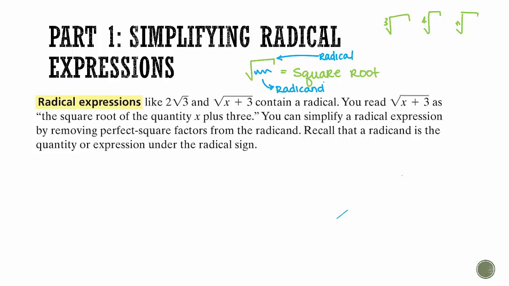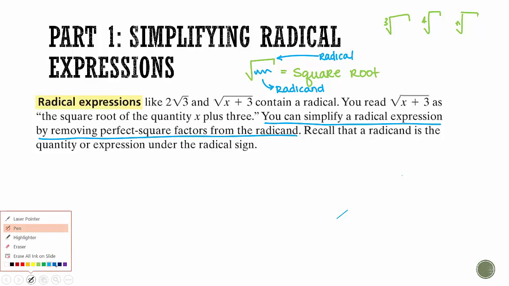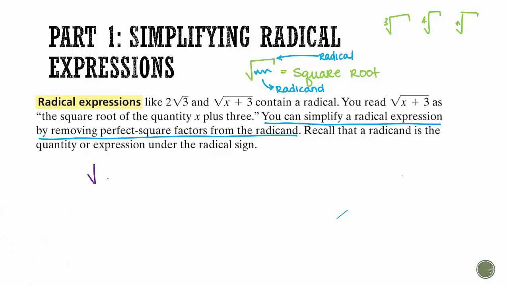This is super important. We are going to simplify radical expressions by removing perfect square factors from the radicand. So think back to your perfect squares. You should know these by heart. If I give you something like the square root of 4, hopefully nobody's reaching for their calculator. We know that it's 2.